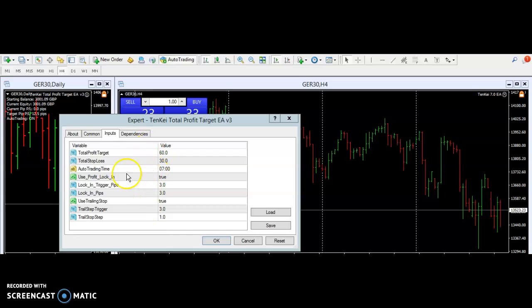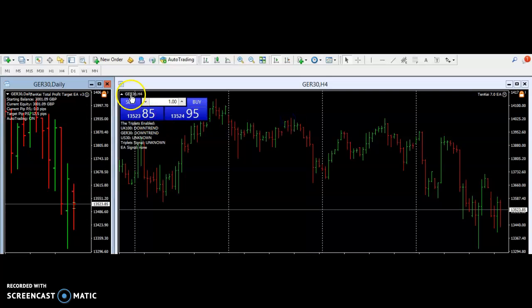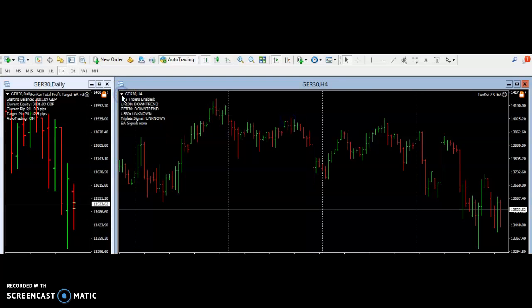Okay, so now we're talking about the auto trading time. Auto trading time in the TPT means when it switches itself on, or when the auto trading over here switches on. So let's just get rid of this a minute. Close that down.